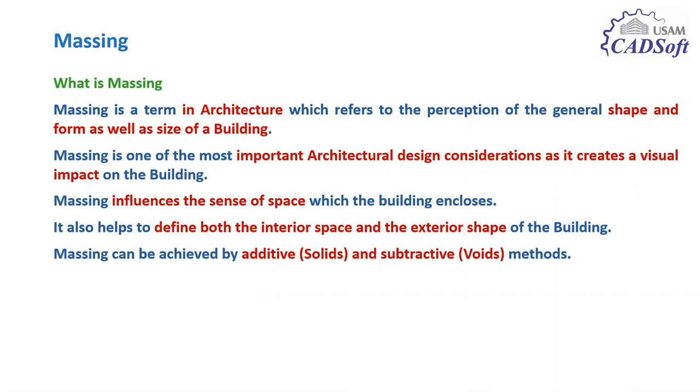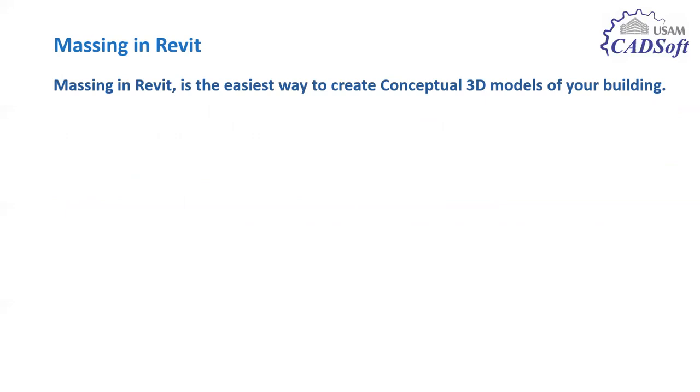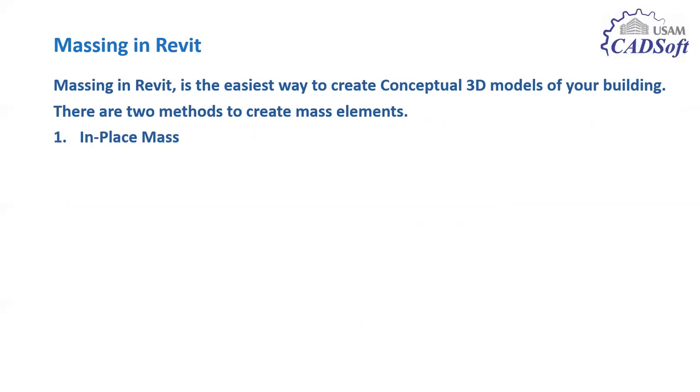You can achieve massing by additive or subtractive methods, that's solids and voids. Now in Revit, massing is the easiest way to create a conceptual 3D model of your building. There are two methods to create mass elements. The first one is in-place mass, and the second one is called conceptual mass family. And we'll be going into detail with these two today.